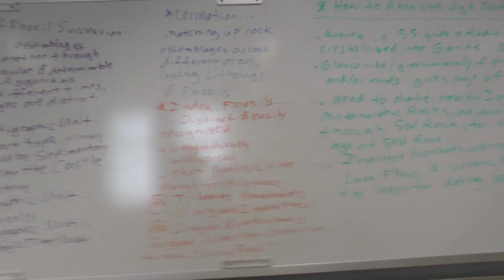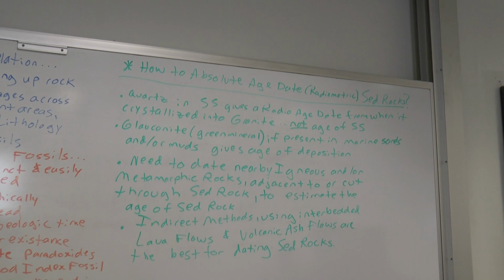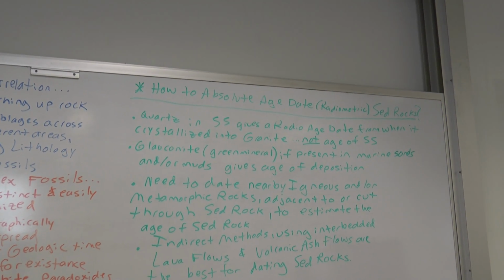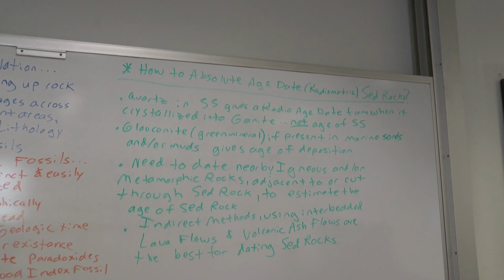All right, so in green, this is our ending stuff for this chapter. And this is a really neat topic here: how to try and get an absolute age date, a radiometric date, for sedimentary rocks. Can it be done? Not so much.